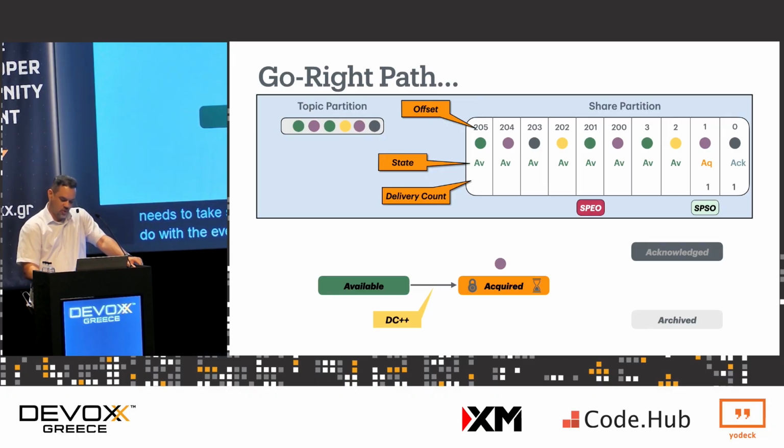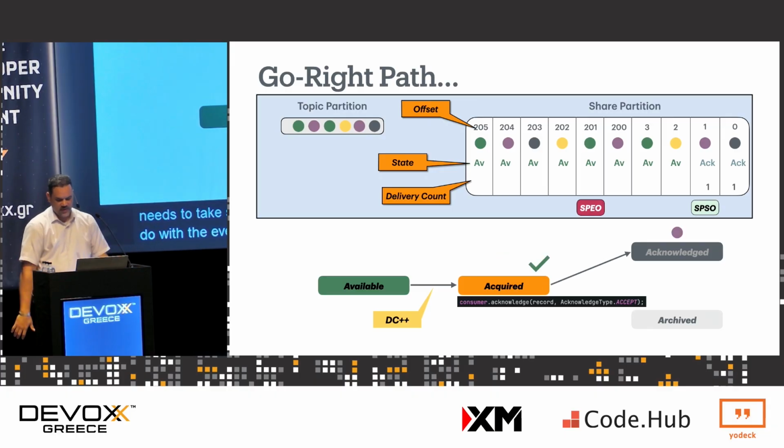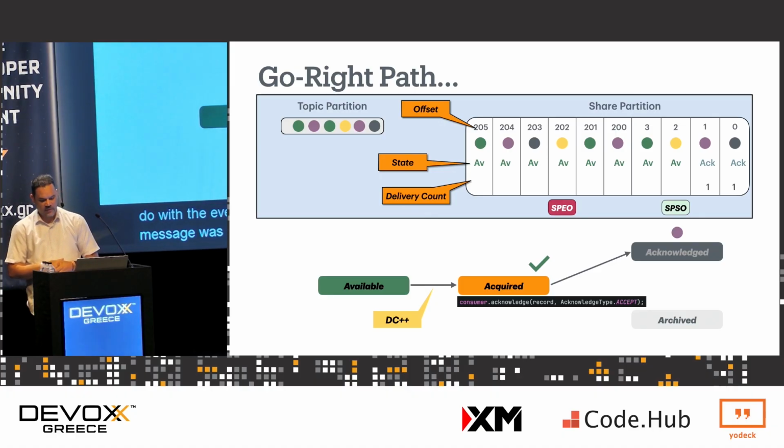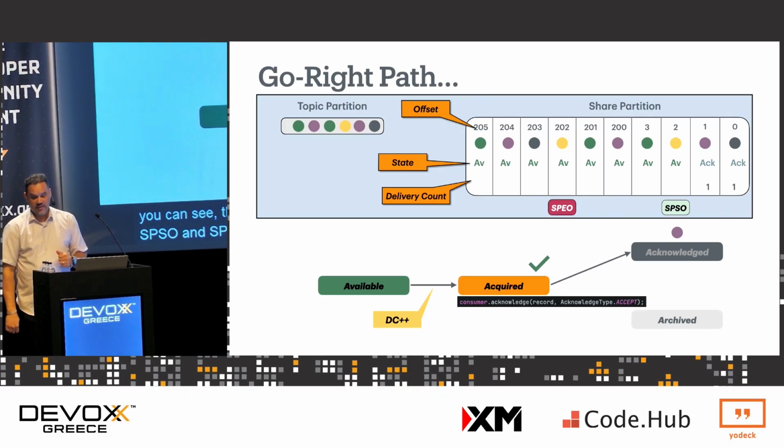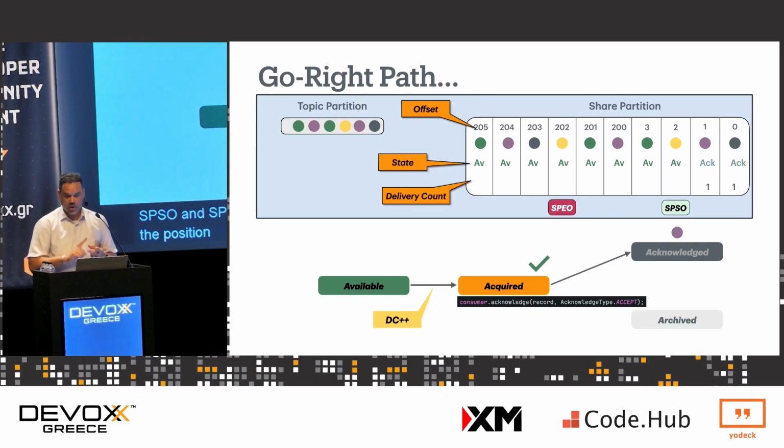So now that we've transitioned to acquired, we want to say that this message was processed successfully. We use the acknowledgement type of accept. And then on the broker side, what happens is this event moves to the acknowledged state. As you can see, the state transition at the top. So you see these two pointers at the bottom, SPSO and SPEO. What do those mean? SPSO is the share partition start offset. That is the position of the first available or acquired event. That is the offset for it.